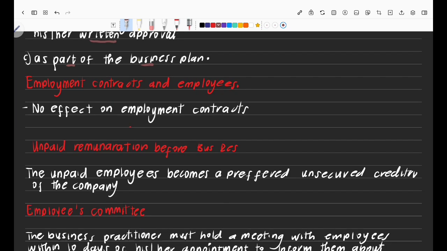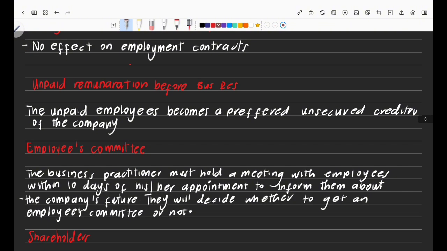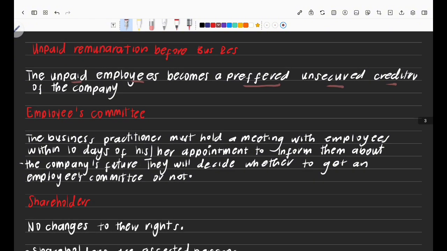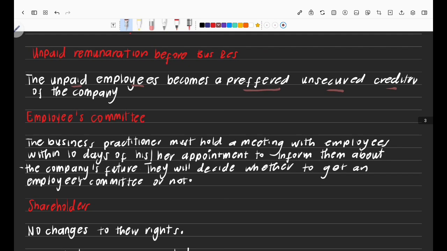What happens to the employment contracts? Nothing, they don't get affected. What happens to unpaid salaries before the business rescue plan was initiated? The unpaid employees actually become preferred unsecured creditors, meaning they are going to claim from the company. They are preferred, but they are not secured. So they are first going to pay the preferred secured ones, and they're going to pay the preferred unsecured ones, and then they are going to pay the ones that are not preferred and unsecured.